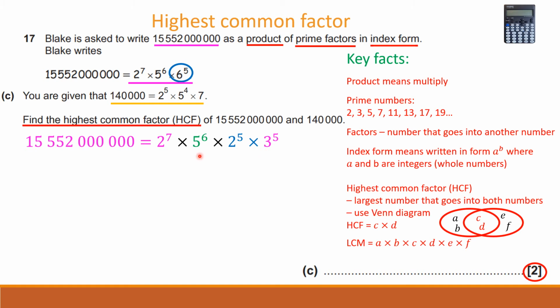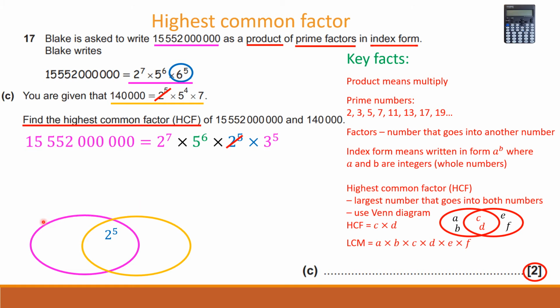From here, we need to look at what is going to be common. So we're looking at things that are common. And you can see here, I've got a 2 to the power of 5, and I've got a 2 to the power of 5. So we can see that 2 to the power of 5 in both of these terms is common, and that goes in the middle section.